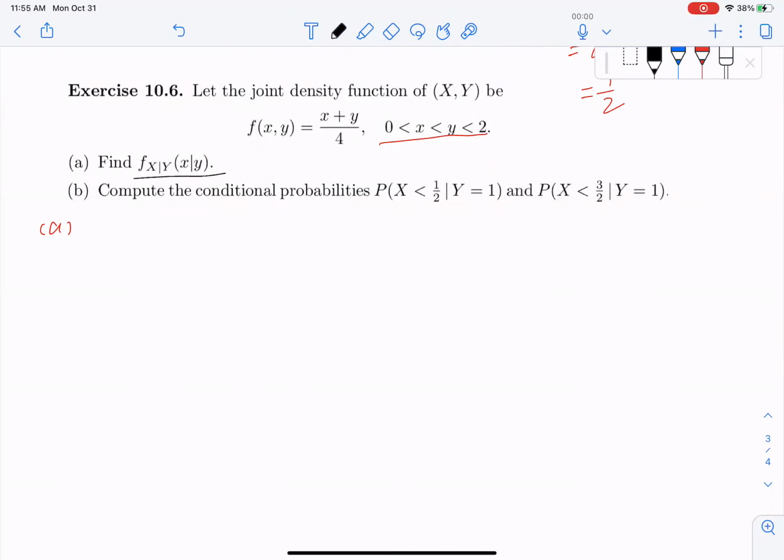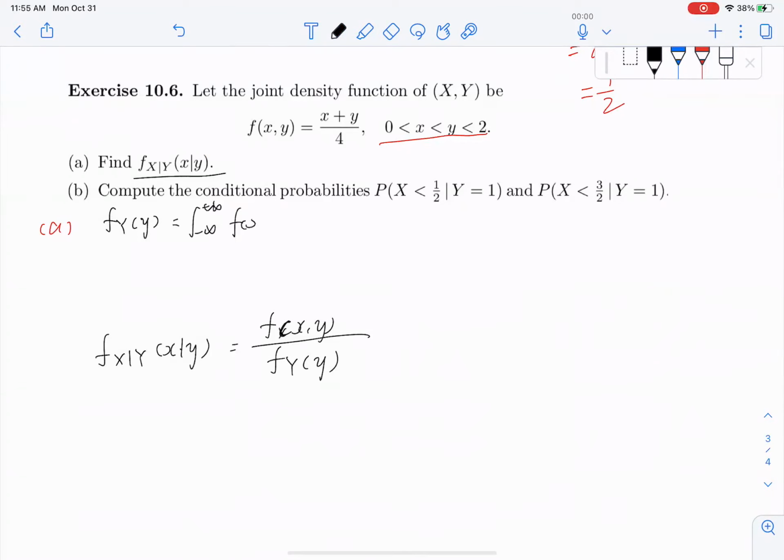First, the conditional density of X given Y, the function we want to calculate, equals the joint function divided by the marginal function. So before we do this, we have to find the marginal function for Y. It's the integration of the joint function with respect to X. This will give us the marginal function of Y. And based on this question, X is between 0 and Y. So for X, it's the integral from 0 to Y of (X plus Y) dx.